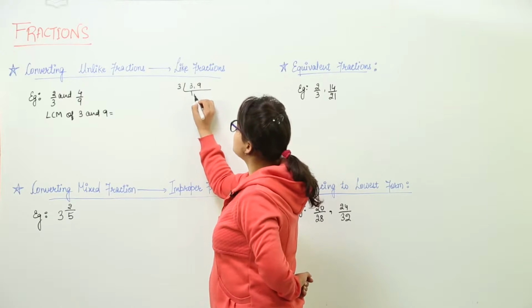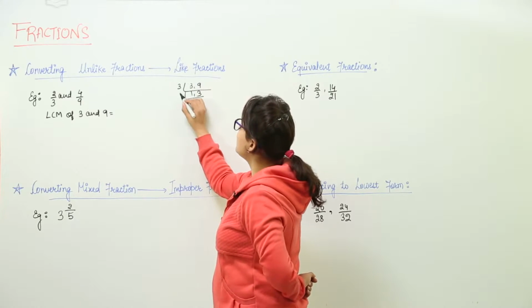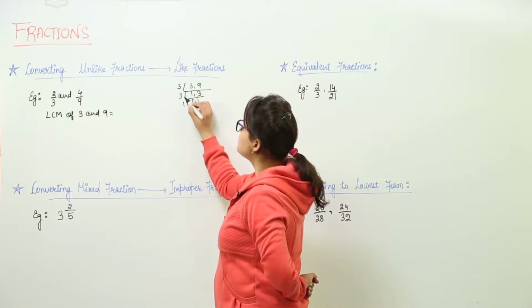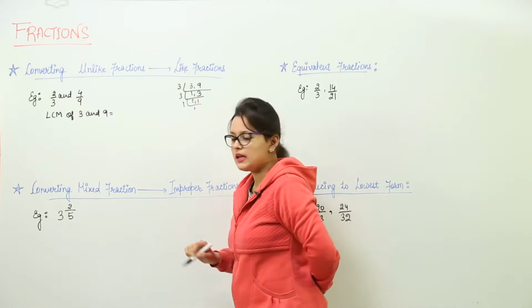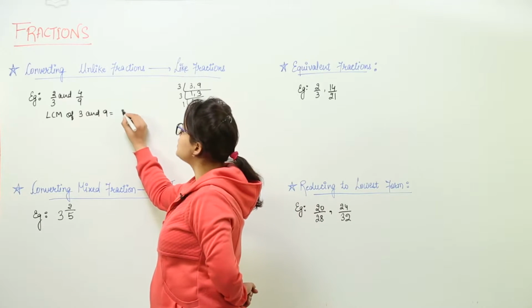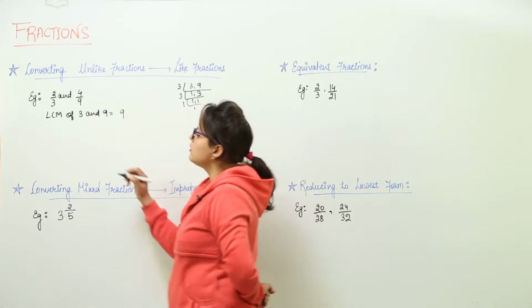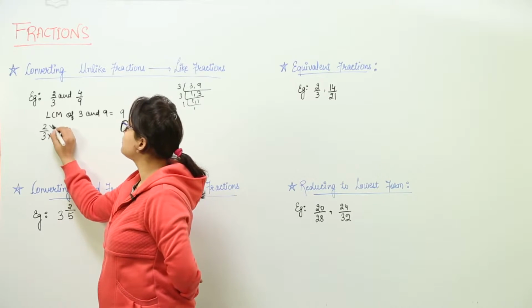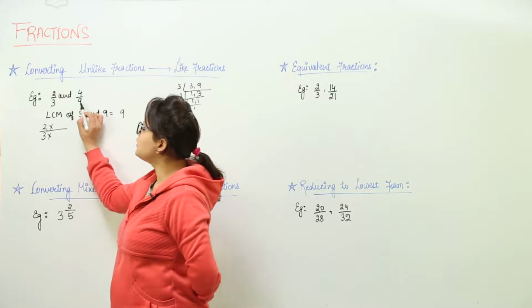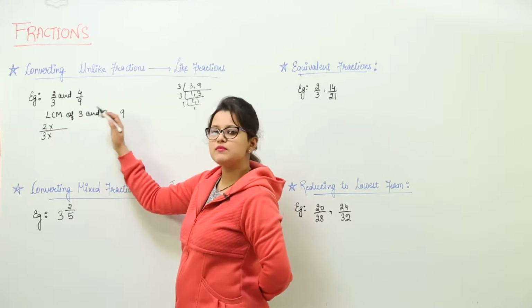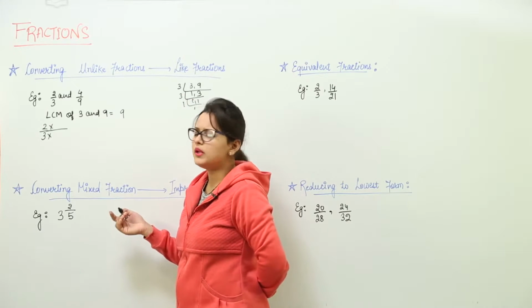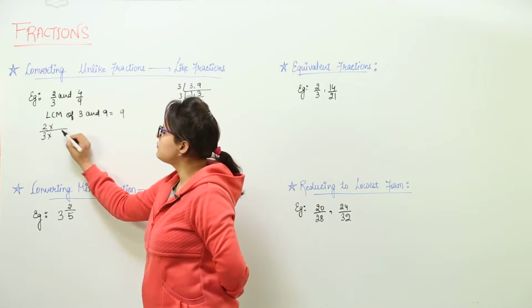3 ones are 3, 3 threes are 9. Again 3 ones are 3. So we get 3 into 3 into 1, that is 9. So we get the LCM of 3 and 9 as 9. Now you have to make the denominators the same for both. Because the denominator for the other one is already the same, we'll deal with it later on, or you can deal with it in the first step only. But let us start from the first one.